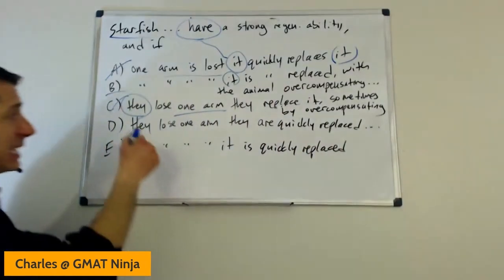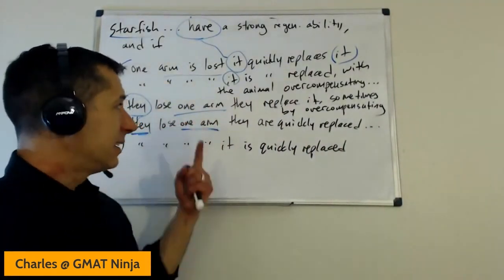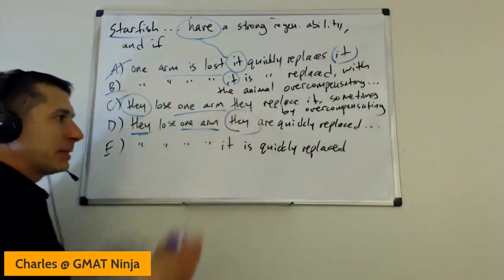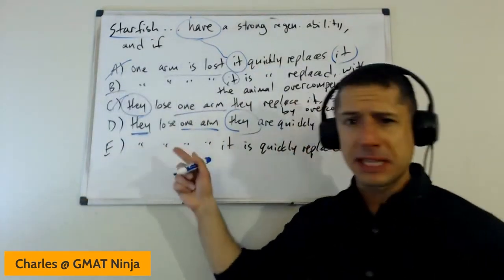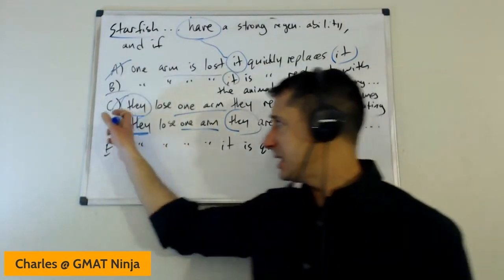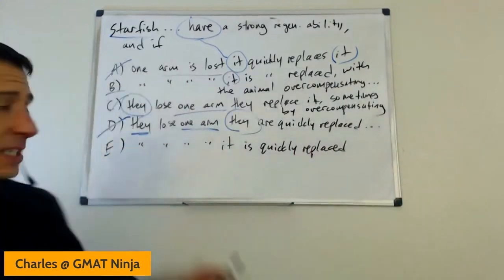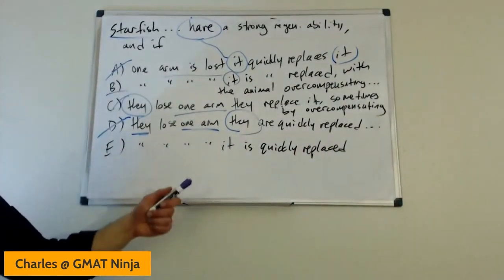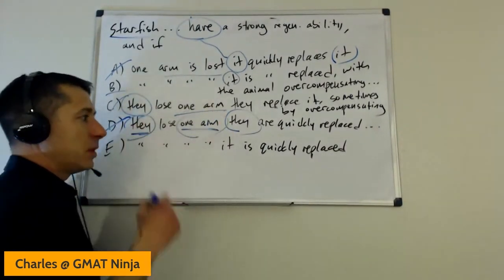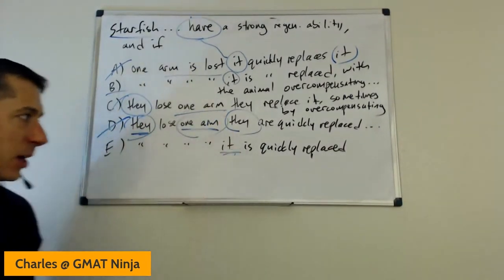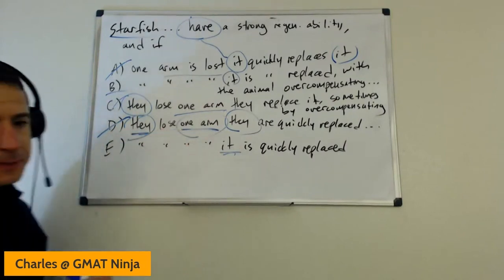I can say the same thing about D. They lose one arm collectively. They lose one arm. They are quickly replaced. Now we're replacing the starfish. The starfish lose one arm collectively, and then the starfish get replaced. Nonsense. D's out. E. They lose one arm. It is quickly replaced. Again, same issue. The they and the one arm. Don't love it. The it is okay here, but we can get rid of it for that reason.